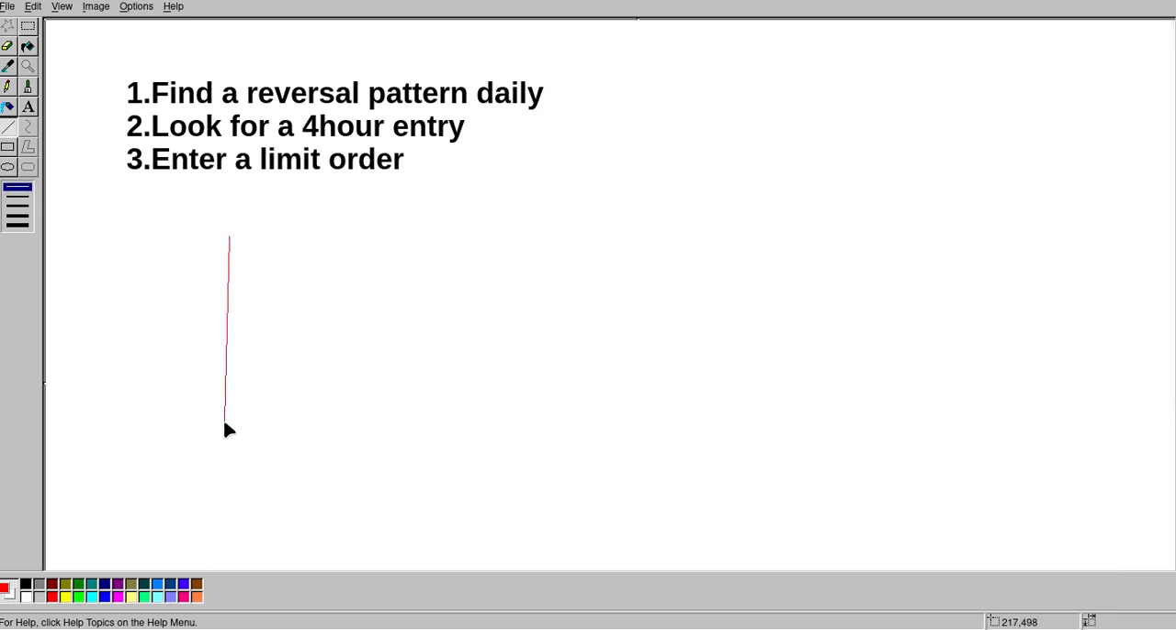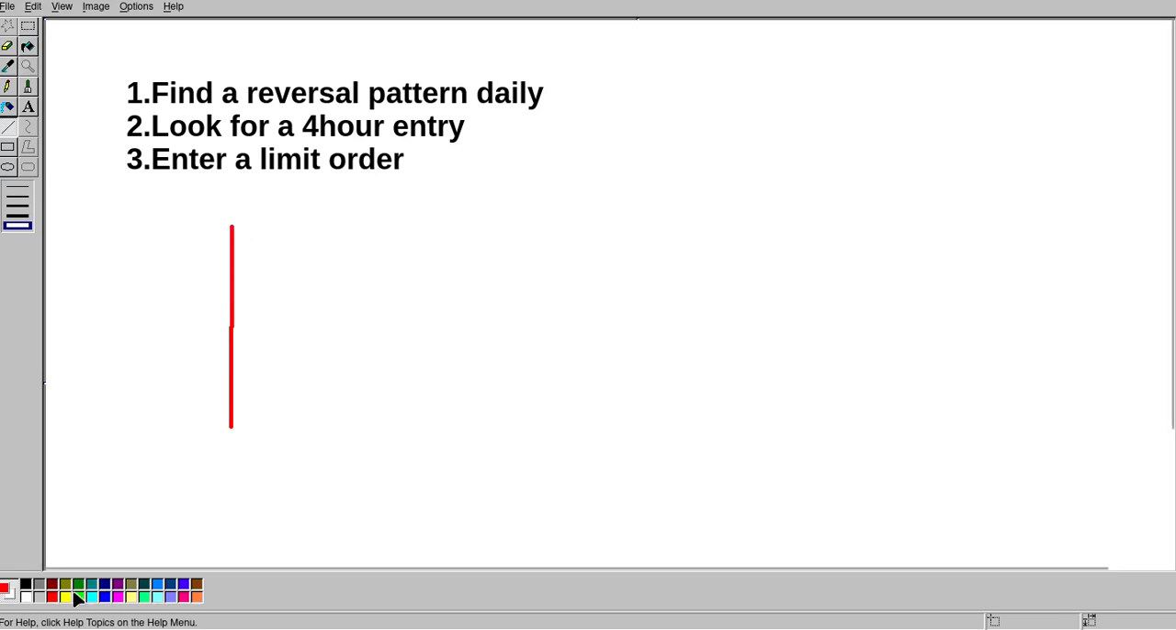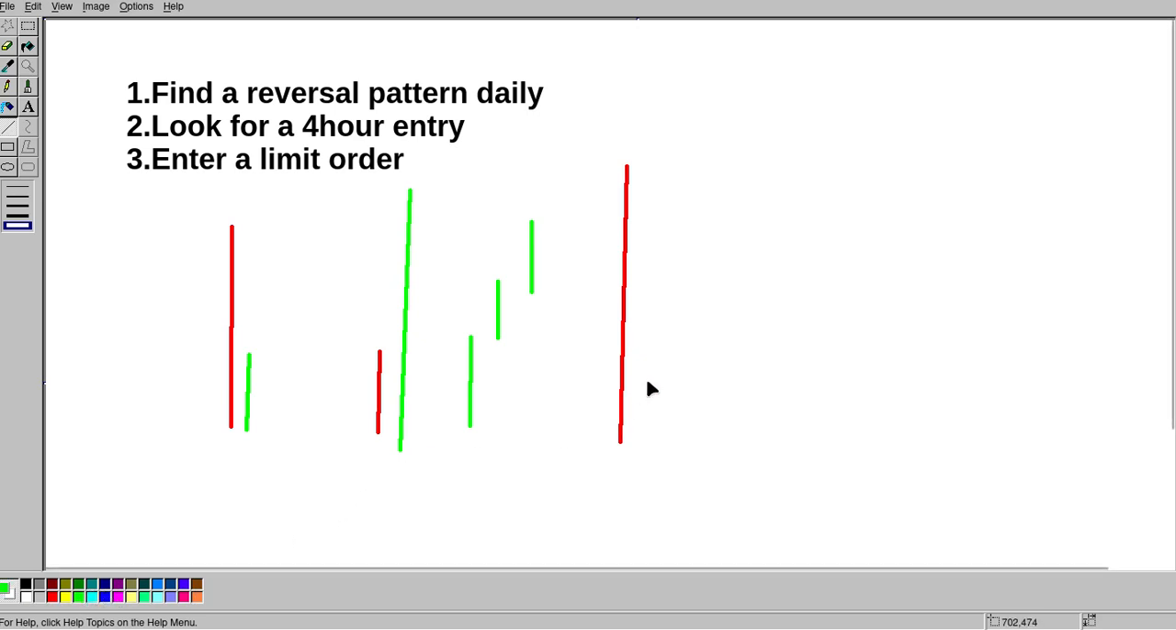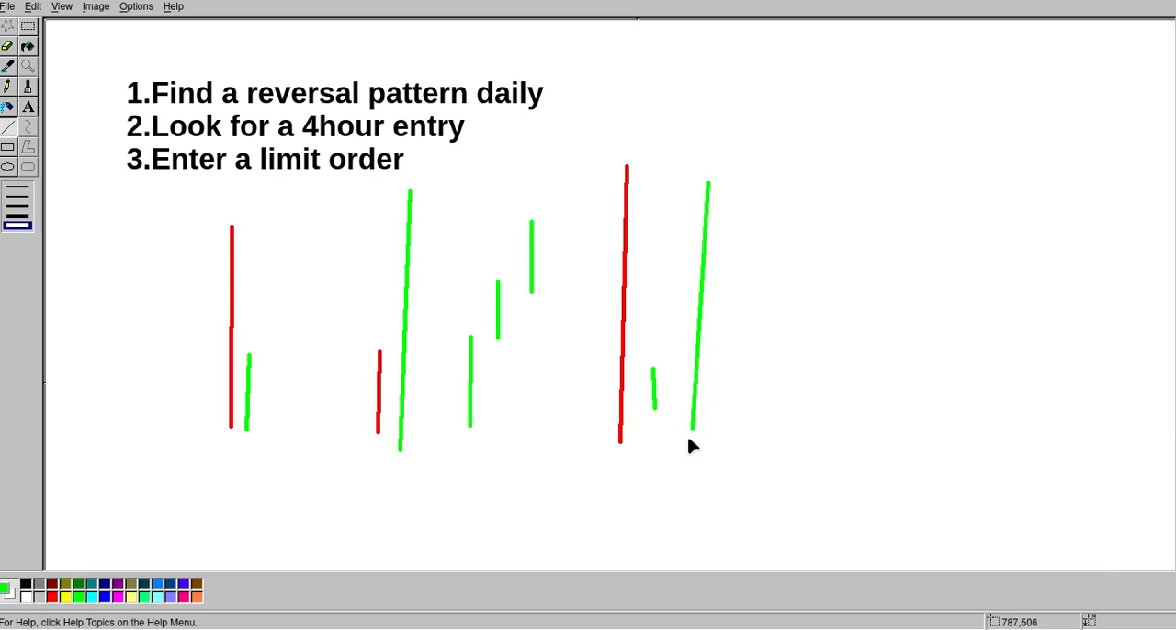Now ideally these are the patterns I'm going to be looking for. So if it is a bullish pattern, I'm going to look for a candlestick entry that looks like this. This is called the bullish harami. So I'm going to look for something like this or something like this. This is called the bullish engulfing, or I'm going to look for something like this. This is called the rising three soldiers, or something like this. This is called the morning star.